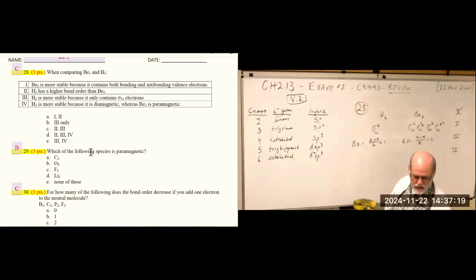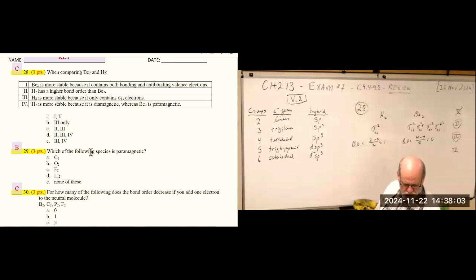Roman numeral 2, H2 has a higher bond order than Be2. That's exactly right. 3, H2 is more stable because it only contains sigma 1s electrons. It's more stable, but that's not the reason. Or is it? Well, okay, you could look at it that way. This leads to a bond order of 1, and that leads to a bond order of 0. I guess, okay. I know they want us to pick 3.